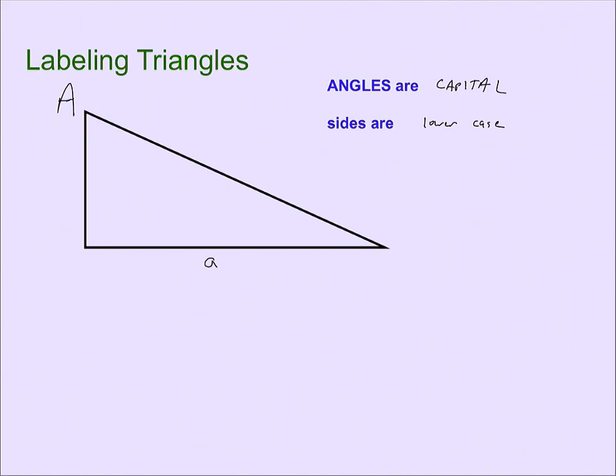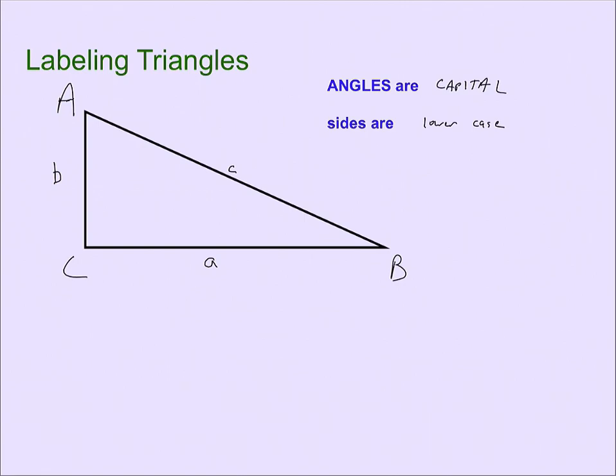There are times when this won't be possible, and that's not a big deal, but whenever possible, just because you're used to seeing the C at the right angle, I'll call this one B. And whenever the angle is uppercase B, the side across from it is lowercase b. That's an important little feature we use when we name triangles.